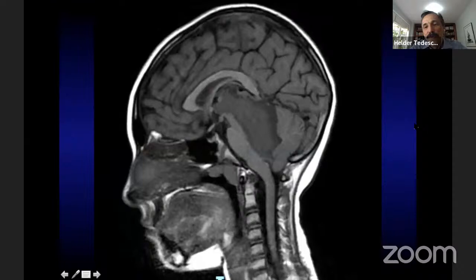Now, just to finish the presentation, I wanna show one case that really bothered me for a while, because I had to think and look at the picture to decide what to do. So this is an ependymoma that probably had its origin in the fourth ventricle and went all the way up in the aqueduct all the way to fill the third ventricle.